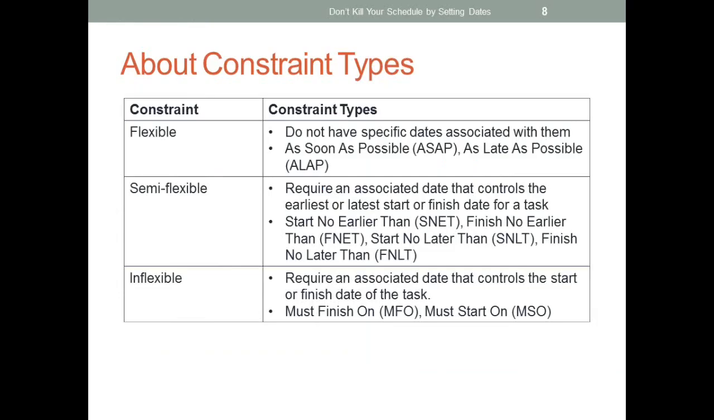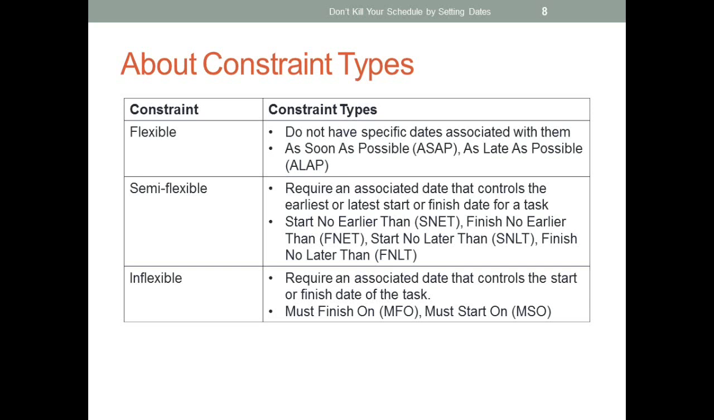Talk about constraints, right? There are three types of constraints. There are three categories of constraints which you might want to know. Number one is called flexible constraints. Another is called the semi-flexible or partially flexible constraints. And the third one is inflexible constraints. What I mean by flexible constraints is that these constraints do not have any dates associated with them.